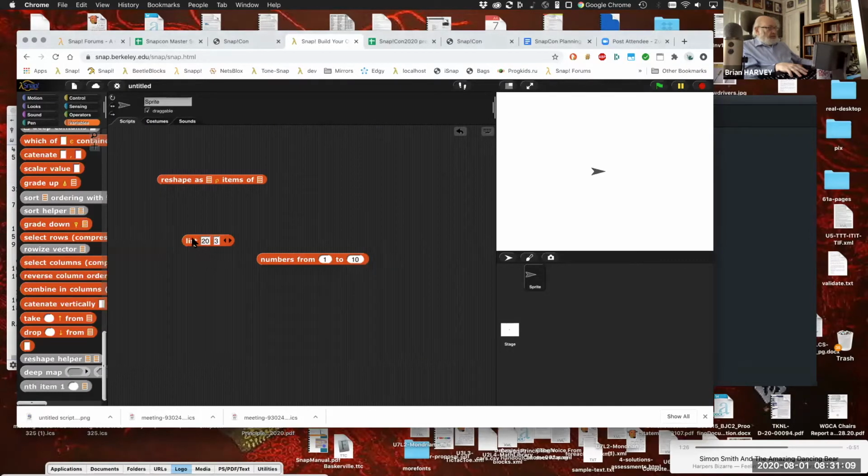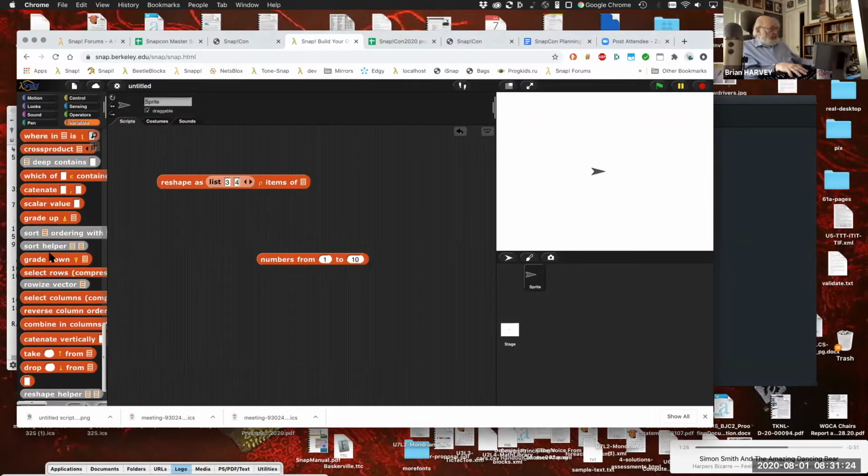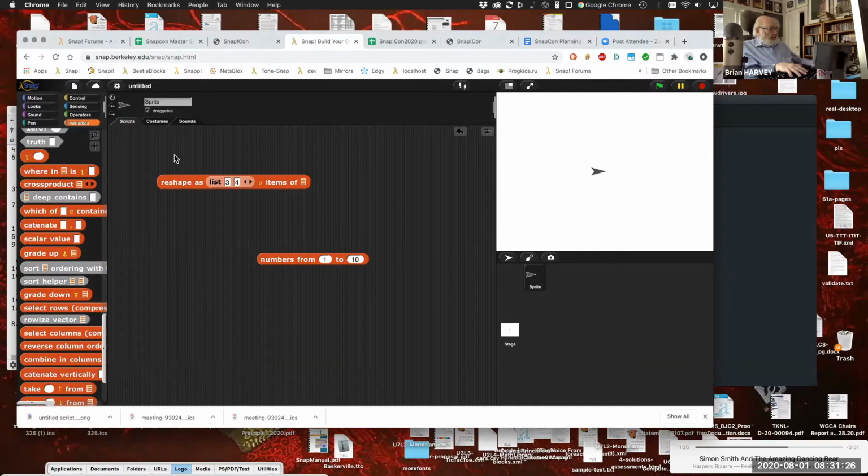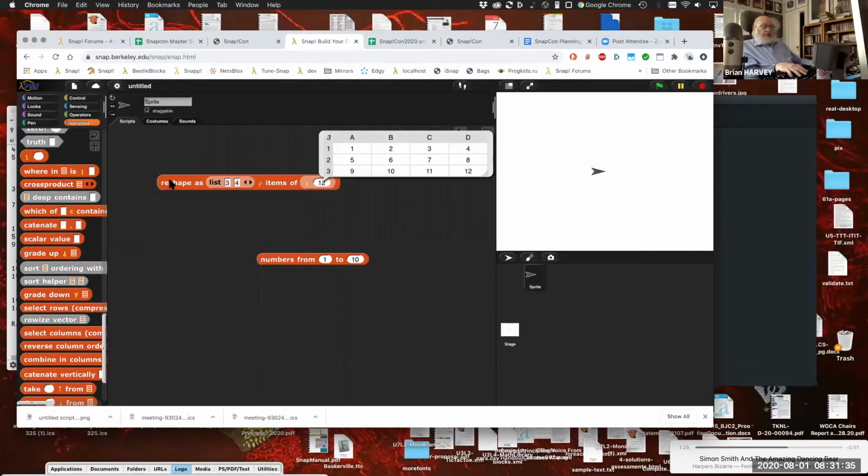So if I reshape as 3 or items of iota 12, I get that same matrix that I had before.